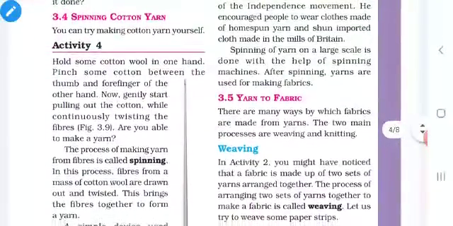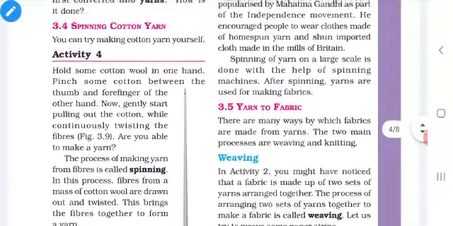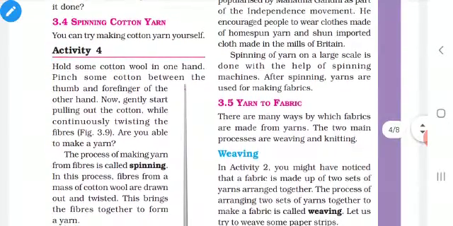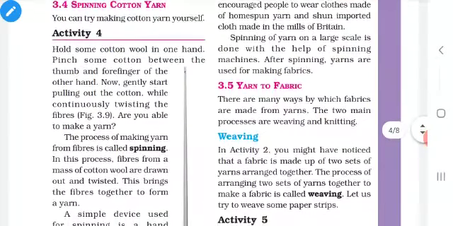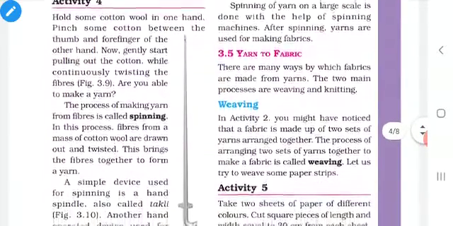Now let us start topic 3.4, spinning cotton yarn. Let us start with activity 4. Have you seen the cotton wick? In Tamil they say thiri. How do they make the cotton wick? They take the cotton fibers and twist them using their fingers. So that is yarn, and that process is called spinning.